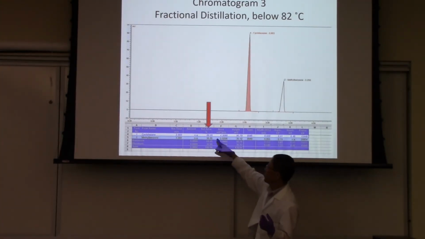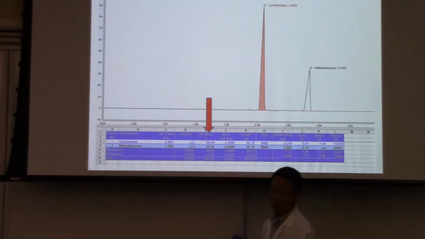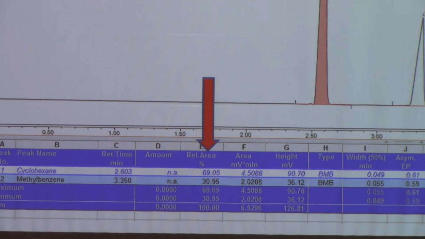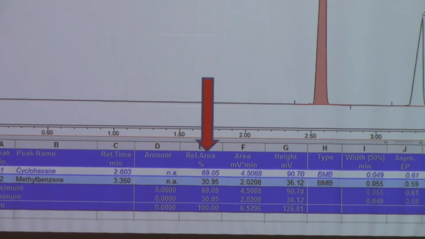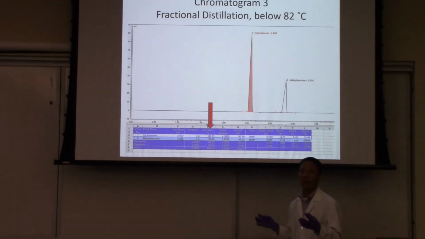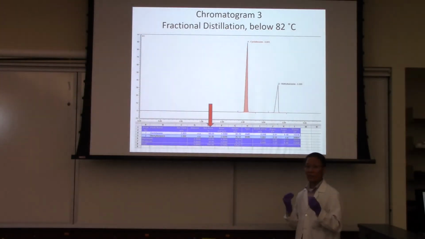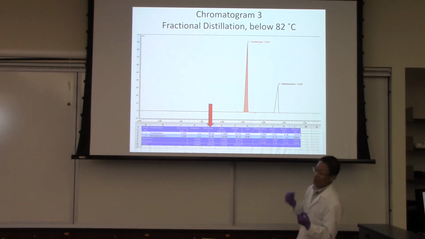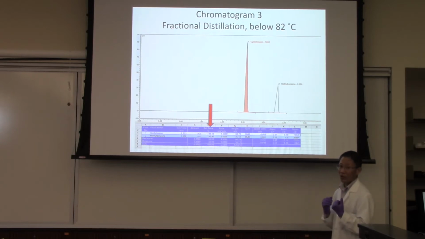Well, there is quite a bit of an increase in terms of the percentage of the cyclohexane there. So in this case, we can conclude that fractional distillation is providing a better separation because you have a higher percentage of a lower boiling point component in the distillate that you collected below 82 degrees Celsius.